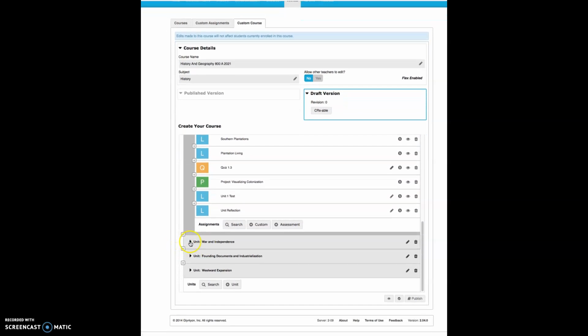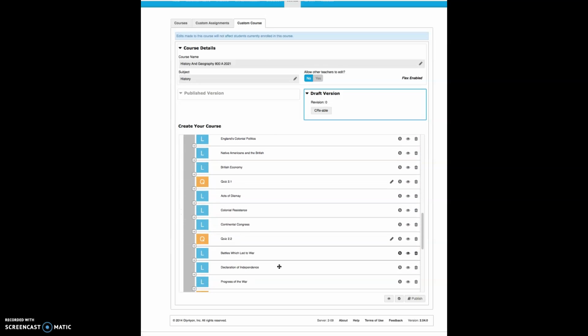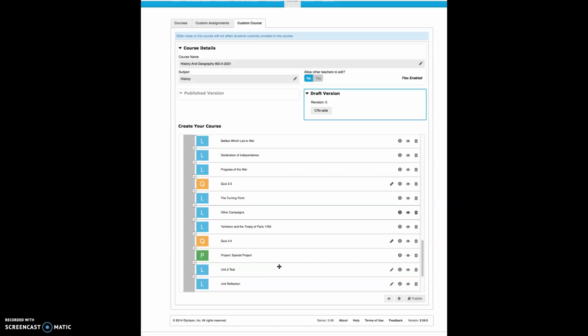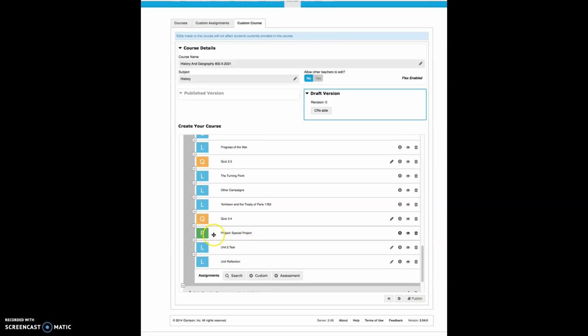And the rest of these 3 units are built the same way: pre-test, lessons, quizzes, project, which I've yet to actually build in this platform, but I've got the project ready to go. I just have to add it in. Unit 2 and unit reflection.